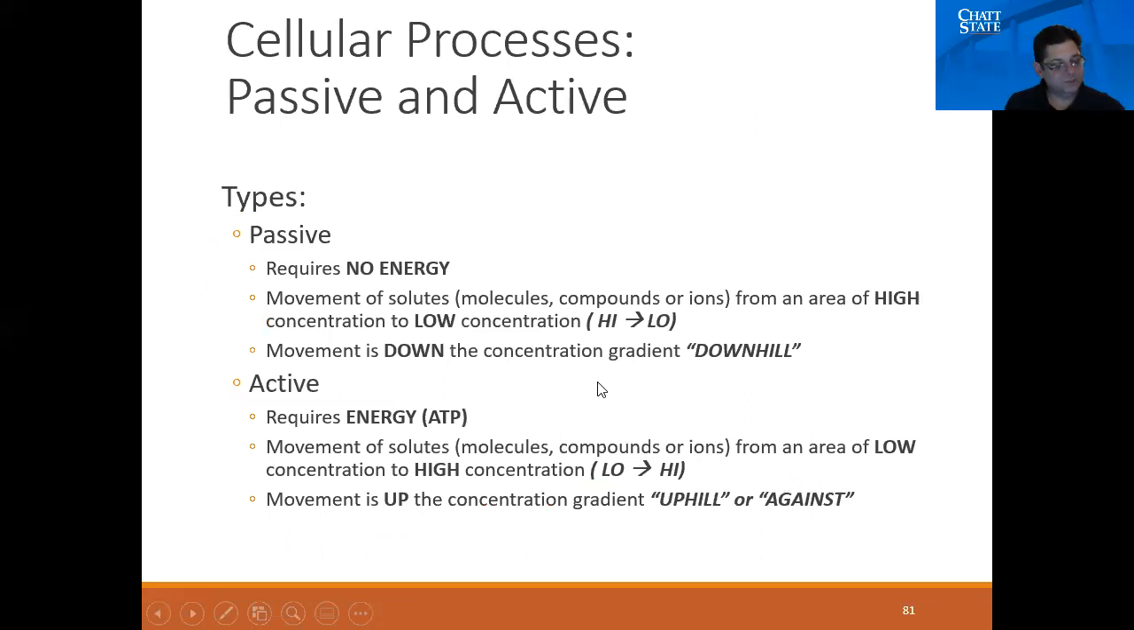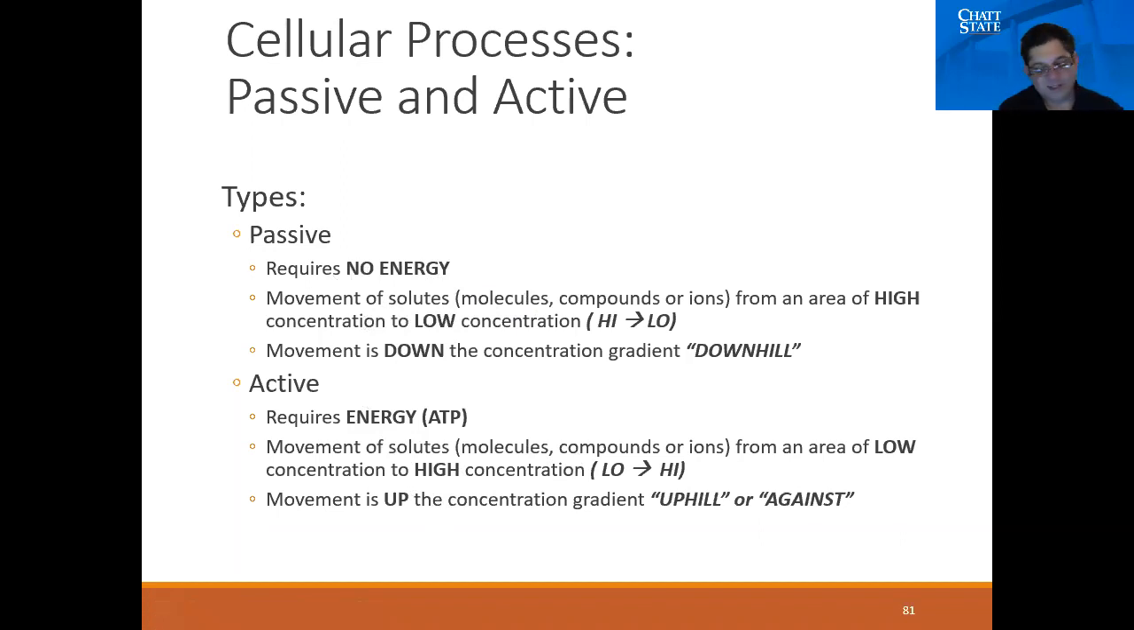Okay, here's our rules. Here's the rules I was talking about as it's presented in the textbook. Passive versus active transport. You learn one, you automatically know the other. They're opposites of each other. So we call passive transport a movement requiring no energy. A movement of solutes requiring no energy, no ATP needed.